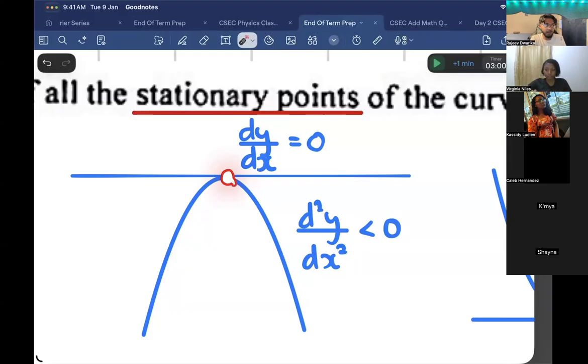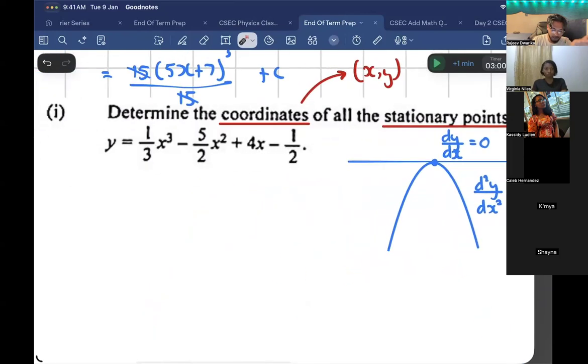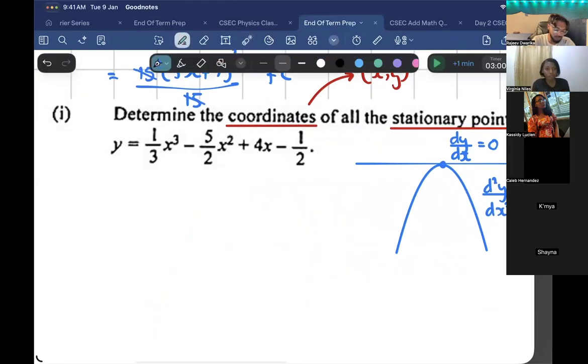And you are trying to figure out where the gradient function gives you 0, because we are trying to find the stationary points. In other words, what value for x in the gradient function would give me 0? So here we have to find the first derivative first.